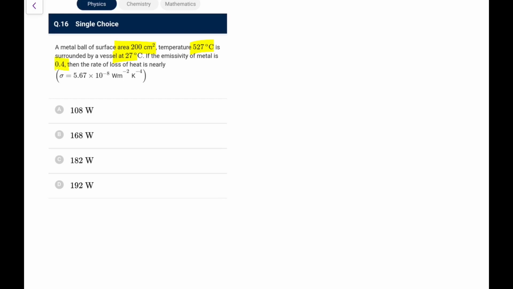Next. A metal ball of this area, this temperature, surrounded by a vessel of this temperature, with this emissivity, what is the rate of loss of heat? The Stefan-Boltzmann law says that H would be equal to sigma E A, T to the power 4 minus Ts to the power 4. So you have to do calculations only.